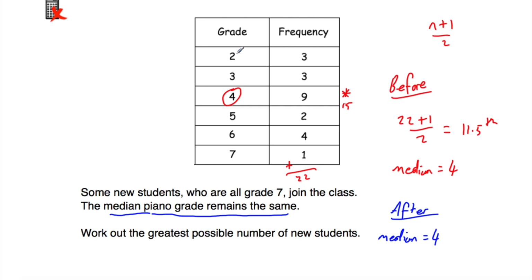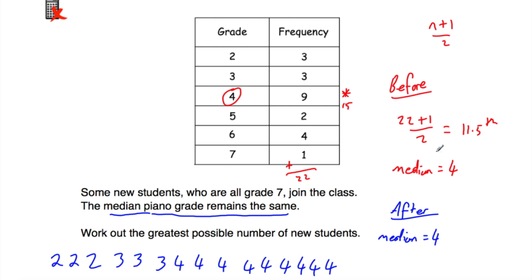You've got these 3 people with a grade 2. I'm just going to write this down: grade 2, grade 2, grade 2. We had 3 people with grade 3, so grade 3, grade 3, grade 3. And then 9 people with grade 4, so grade 4, grade 4, grade 4, grade 4, grade 4, grade 4, 6, 7, 8, 9. So these are the people in the class, these 15 people were in the class before anyone else joined, and before the median was the 11.5 value.